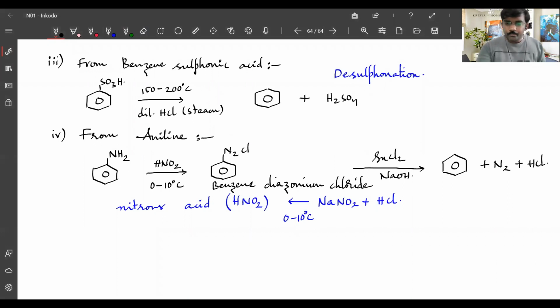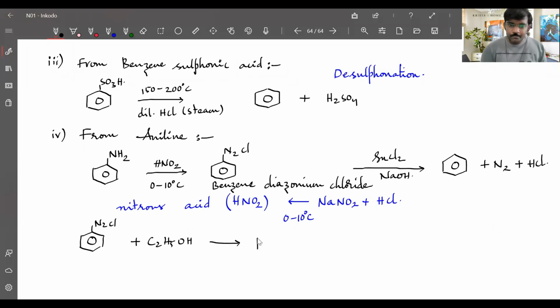Or else you can go with other reagents also, not only tin chloride. If tin chloride is not available, you take this benzene diazonium chloride and you can heat it with ethyl alcohol also. Ethyl alcohol will obviously be available in any laboratory, and we know ethyl alcohol is highly available in the market also, right?